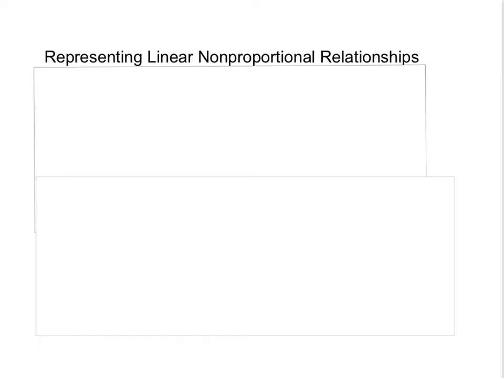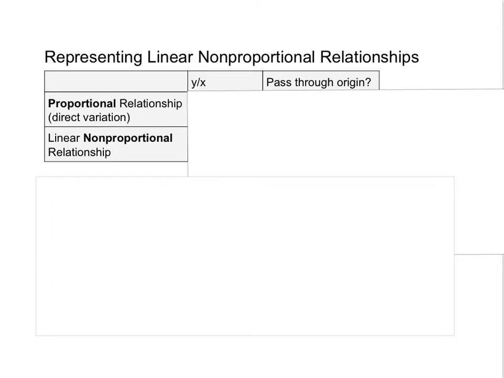In this lesson, we'll discuss several ways to represent linear non-proportional relationships. Let's recall what a linear non-proportional relationship is, and we can draw some contrast with proportional relationships. Earlier we studied proportional relationships. There's also a different name widely used in other textbooks, which is direct variation. It is the same as a proportional relationship. We'll contrast that with linear non-proportional relationships, which is the topic of our discussion today.